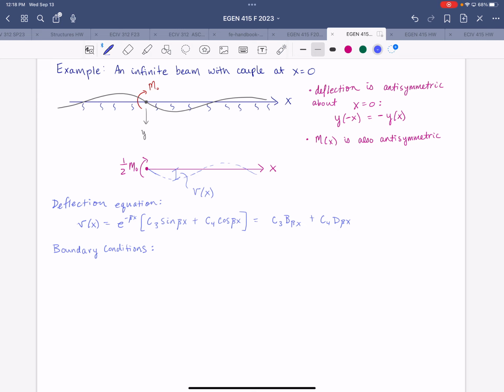But remember that the applied moment is considered to be a known value or a known quantity, right? That's not going to change. So we can treat M naught as a known, and then say we know the moment at x equals 0. So that would be our other boundary condition.